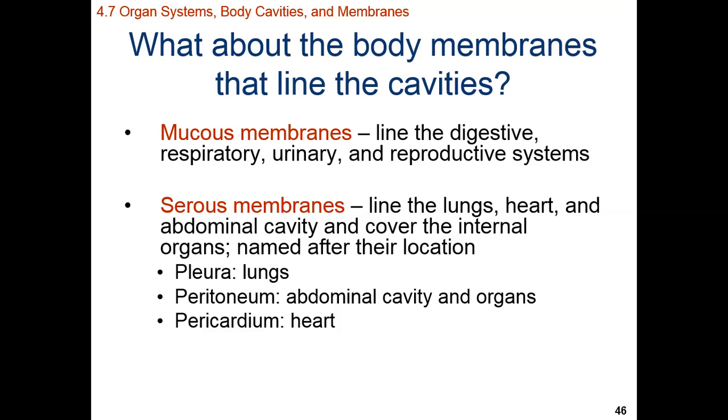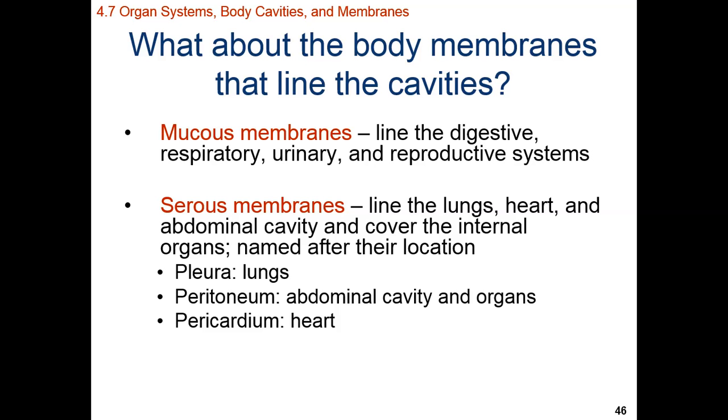We also have lots of mucous membranes. These mucous membranes, generally speaking, are going to line any part of our body that's exposed to the external environment. So the respiratory tracts, the tubes of the urinary tract, and then the tubes of the reproductive systems. And these mucous membranes aid in both lubrication and protection.